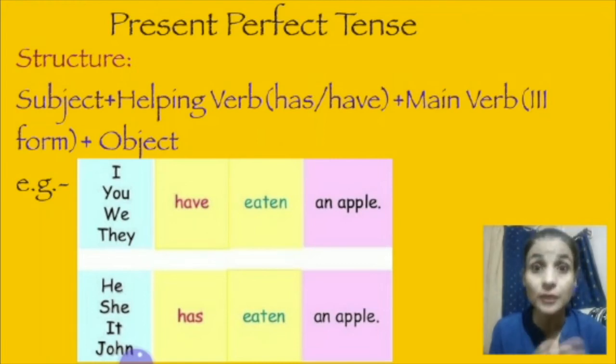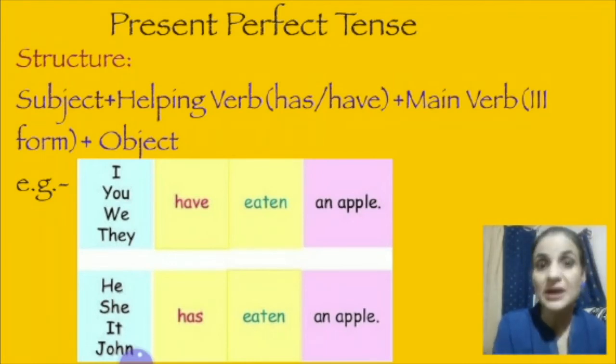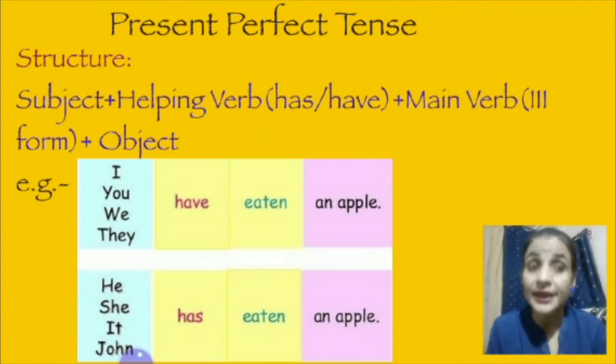You know children, the verb has three forms. First form, present tense; second form, past tense; and third form, participle form. So here in the perfect tense we always use the third form, and then we will use the object. So example, I have eaten an apple, you have eaten an apple, we have eaten an apple, they have eaten an apple.